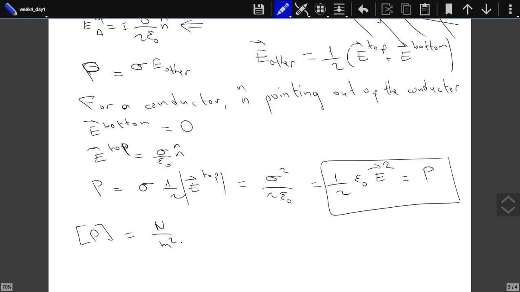Newtons per meter squared. What is the unit of the energy density? That is energy per unit volume, so joules per meter cubed. But a joule is nothing but a Newton meter, divided by meter cubed, so we have newtons per meter squared. They have the same units. At least unit-wise, there is no problem. The unit of pressure is the same as the unit of energy density. And the pressure, indeed, is equal to the energy density.